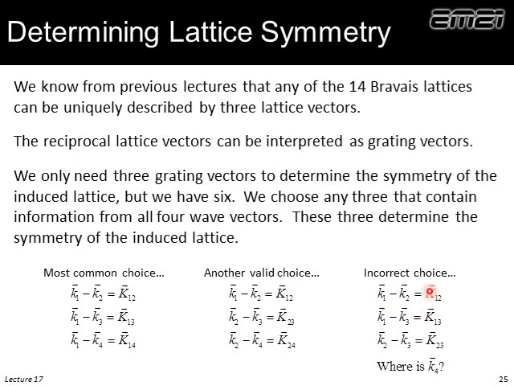Well, here's an incorrect choice: big K12, big K13, big K23. And why is this invalid? Well, where is K4? We're missing information from the 4th wave vector. The 4th beam hasn't been considered here, so this is not valid. But either of these first 2 cases are valid choices, and we can proceed with these grating vectors to figure out the symmetry.